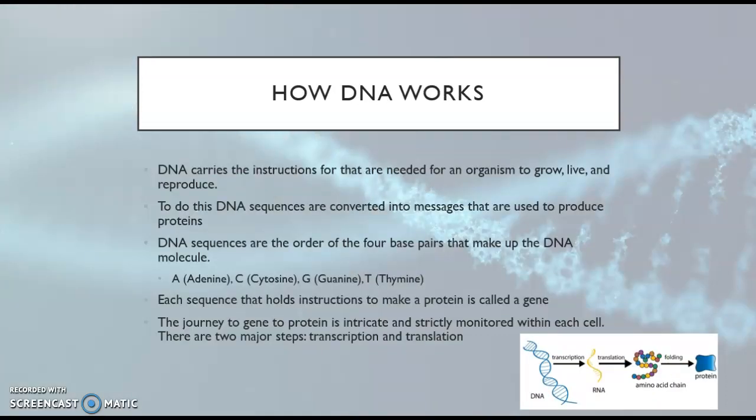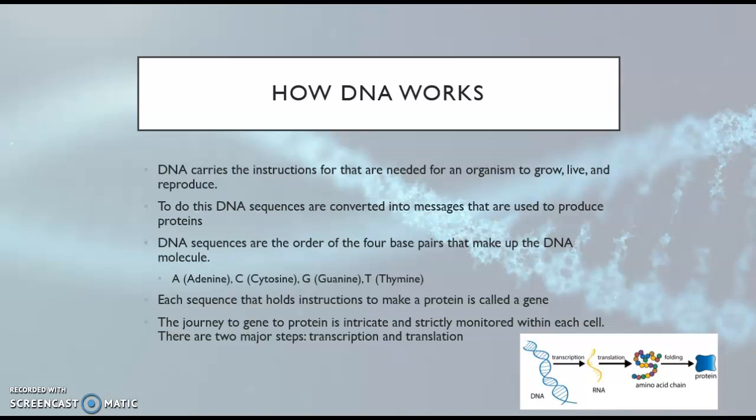So how DNA works. DNA carries the instructions that are needed for an organism to grow, live, and reproduce. To do this, DNA sequences are converted into messages that are used to produce proteins. DNA sequences are in the order of 4 bases that make up the DNA molecule. These are known as adenine, cytosine, guanine, and thymine. Each sequence that holds instructions to make a protein is called a gene.